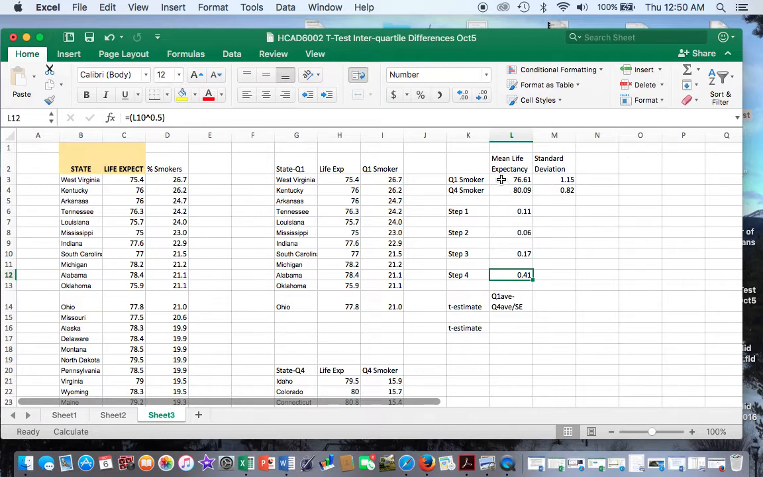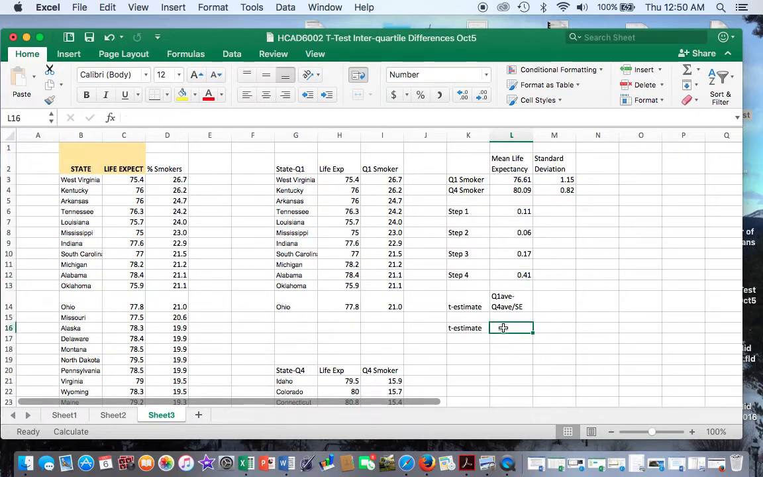The heavy smokers live 76.61 years. The heavy smokers have a standard deviation of 1.15. The light smokers have a standard deviation of 0.82. The difference of the standard error of means, which is like saying the standard deviation of the standard deviations, is 0.41. So the t-test then is going to be Q1 minus Q4, or if you simply wanted to make it positive, you could do Q4 minus Q1.